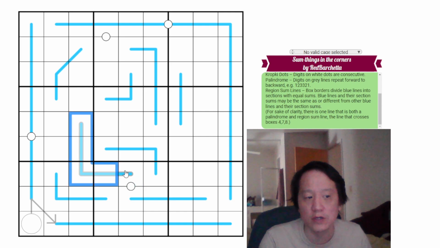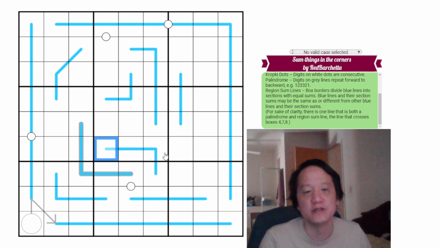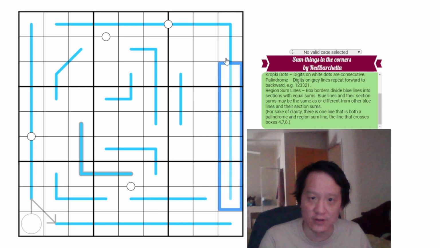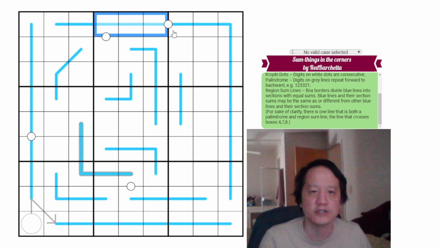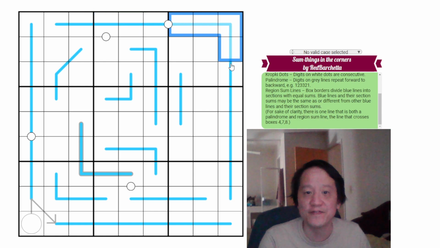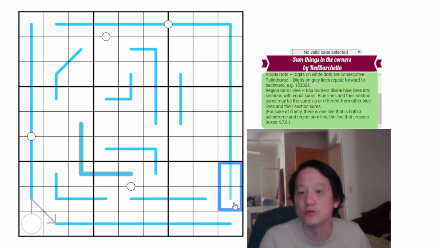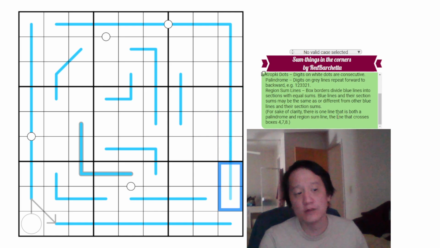It's also a region sum line, where a region sum line means that the box borders divide the line into different segments which must equal each other. So, for example, in this long line, these two digits must equal the same as these three digits, which must equal the same as these 5 digits, because it cuts the line there, which must equal the same as these 3 digits, which must equal the same as those 2 digits. And those are all the rules.